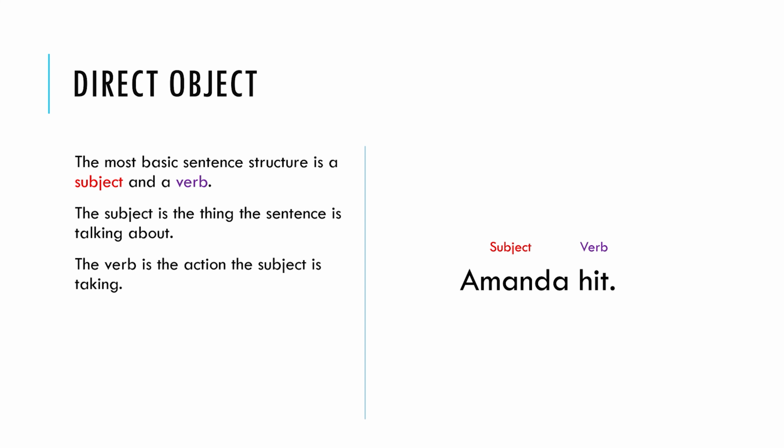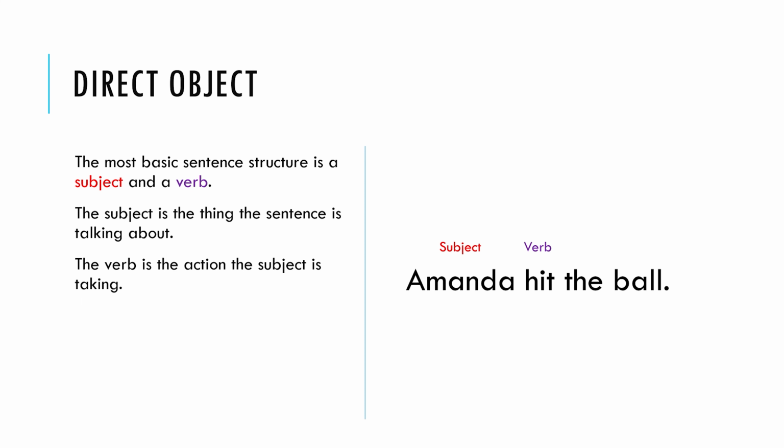We're going to add this to this sentence. We're going to now say, Amanda hit the ball. So if Amanda is the subject and the verb is to hit, right? Amanda's the subject of the sentence. That's the star of the sentence.